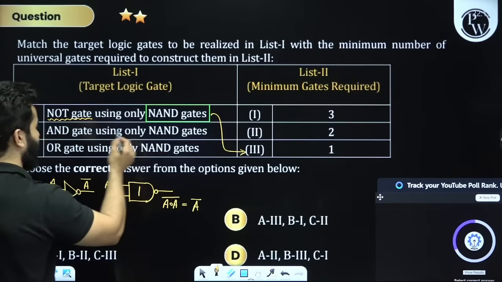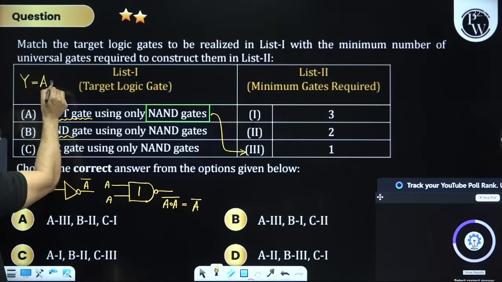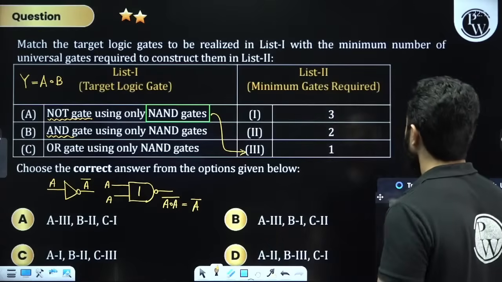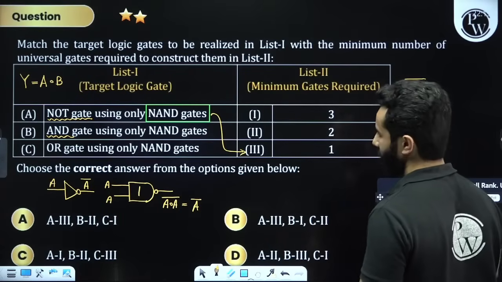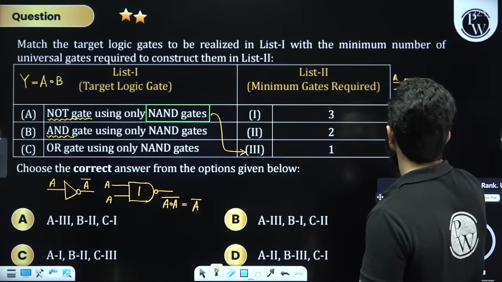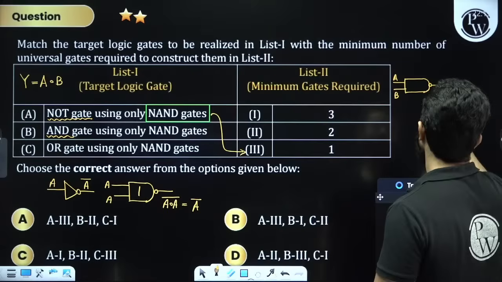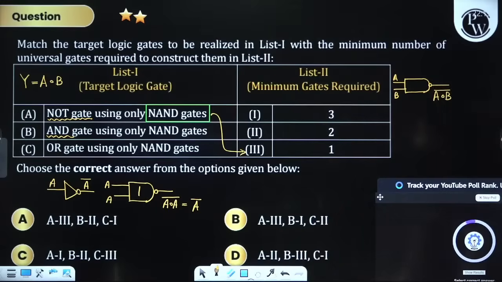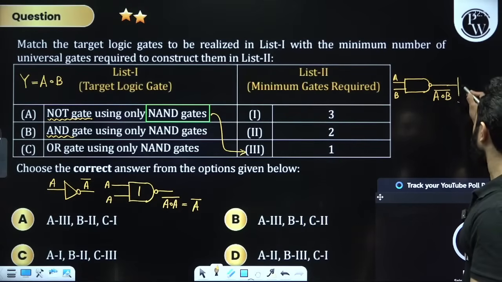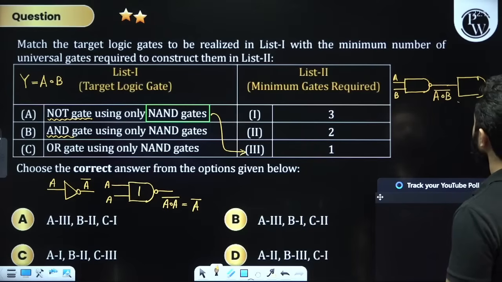AND gate using NAND gate. AND gate basically means A dot B. Now you need A dot B. So how to get A dot B? If let's suppose you have A and B, but you must use NAND. So this will become (A dot B) bar. And then again you have one more NAND gate, correct?